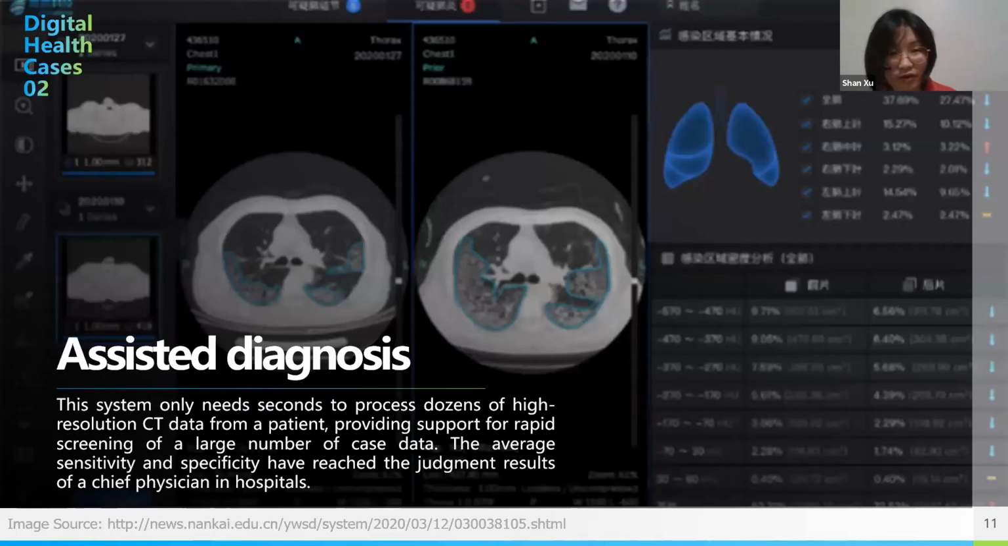And besides 5G and telemedicine, AI is also a strong tool that could help in the prevention and control of the outbreak. Just take one product as an example, InferRead. They are also actually a topic driver in our AI for Health focus group. And their system takes just a few seconds to process dozens of CT scans and provide support for rapid screening and also give some suggestions to doctors.